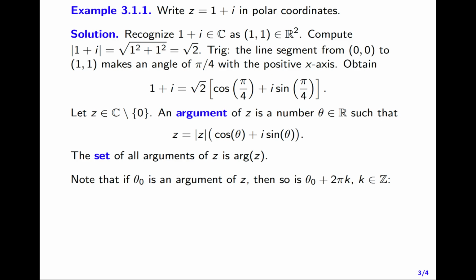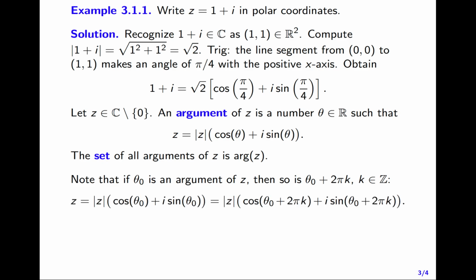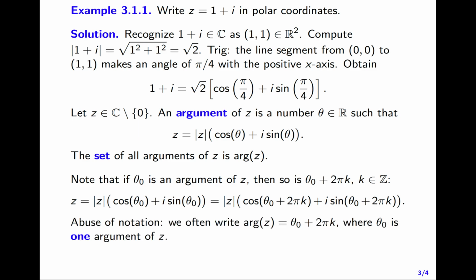So the challenge is that if you have an argument theta 0, then theta 0 plus 2 pi k is an argument for any integer k, thanks to the 2 pi periodicity of sine and cosine. So there's a bit of ambiguity, right? If I'm talking about an argument of z, well, I haven't really specified which one. I have to consider everything in the set of all arguments.